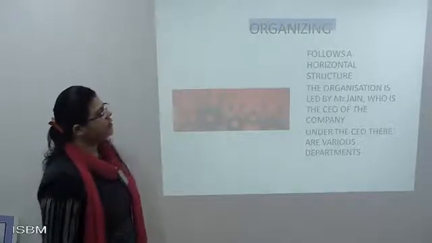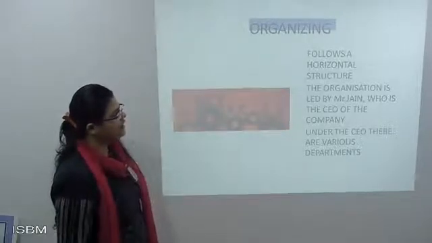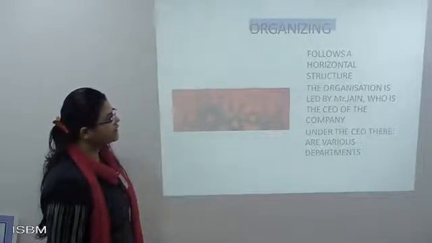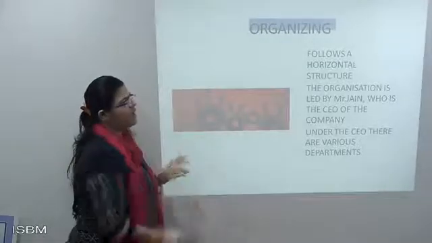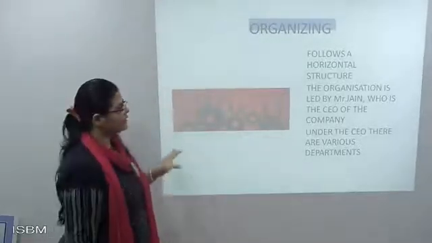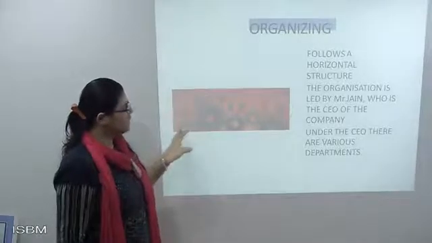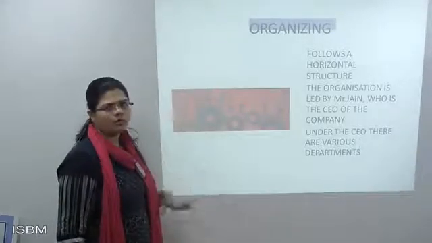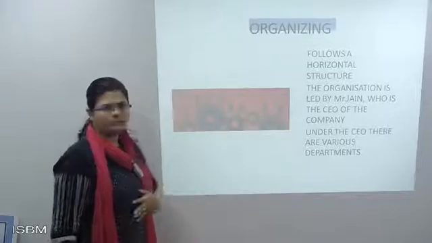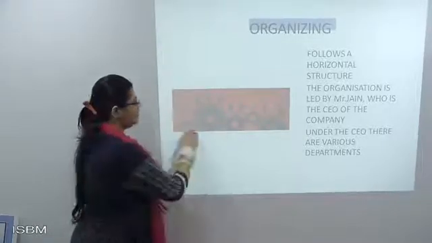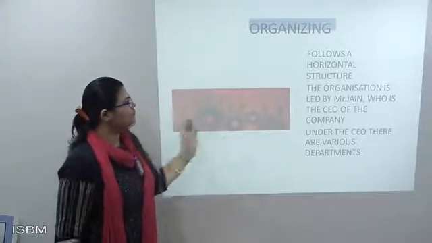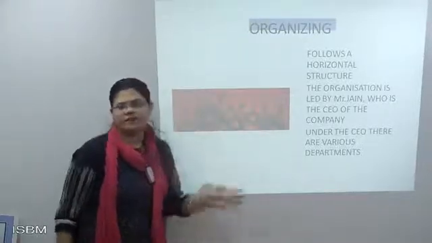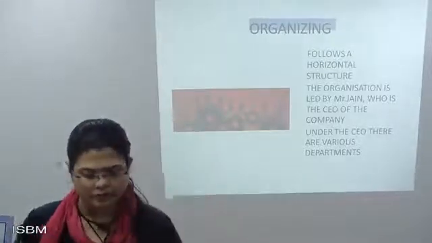In horizontal structures, the organization is led by Mr. Jain, who is the CEO of a company. Under the CEO, there are various departments. Here I have given an example. There is one person, Mr. Jain, who is the CEO of a company, and he has various departments. The work is given to each and every department, and accordingly they complete each work and organize the task according to requirement.